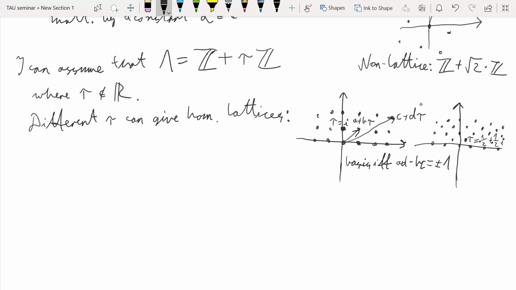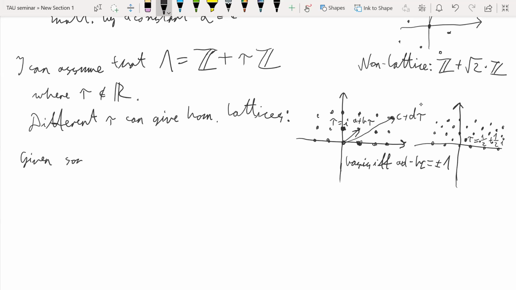And now if we have those two vectors like that, then I can rescale this lattice so that this vector here goes to 1. And then this other value, after dividing by this value, is going to give us a new value of tau, which is going to give us a homothetic lattice. And it turns out that all the possible values of tau that we can achieve this way come from such a quadruple a, b, c, d.